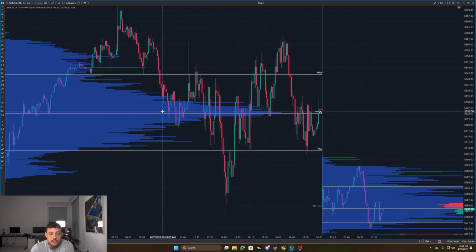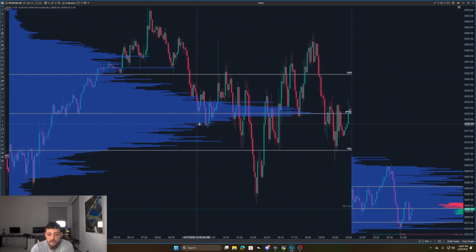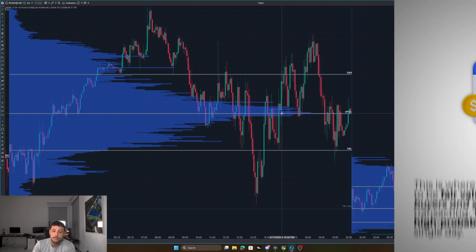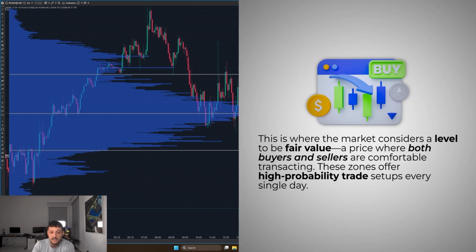Now, what I want you guys to also look at is how long price action hovered around the POC. This is where the market actually deems this level to be fair value, meaning that both buyers and sellers are happy transacting inside of this area. And this gives us really great trading opportunities in the markets every single day.